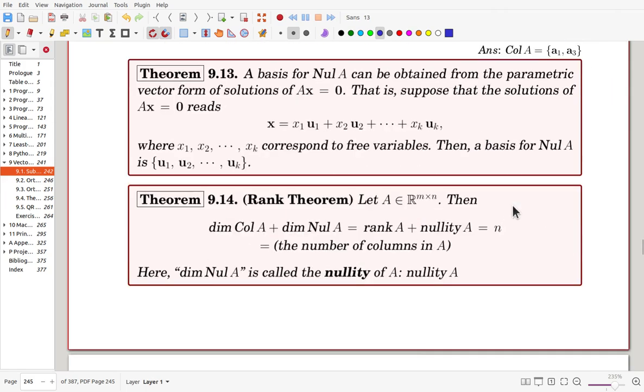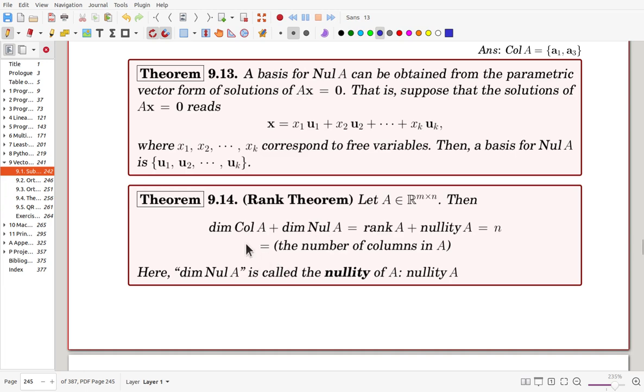Okay, now we'll see the rank theorem. A is an m by n matrix. Then the dimension of the column space of A and the dimension of the null space of A, their sum must be n. The dimension of the column space of A is the number of pivot columns, and the dimension of the null space of A is the number of free variables. So if you sum them, that must be the number of columns in A.